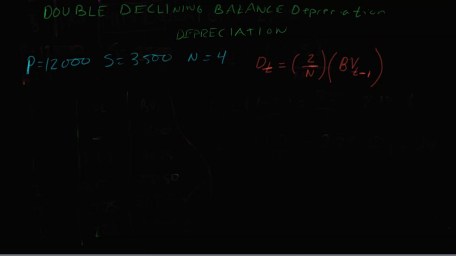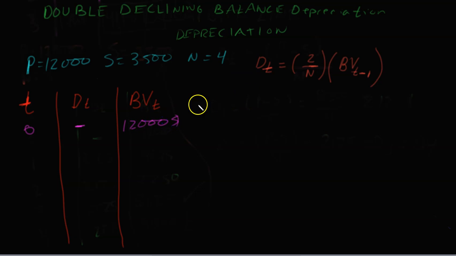So we're going to start this problem by drawing up the usual table: T, depreciation value and book value at times T. Like usual, at year 0, there's no depreciation, and our initial value is 12,000. It's asking for the book value at year 3. So let's just do year 1, 2, 3.